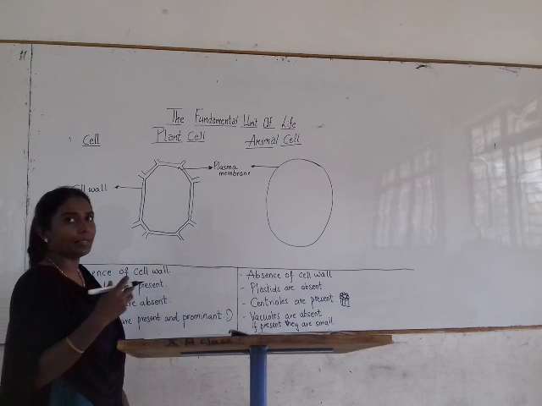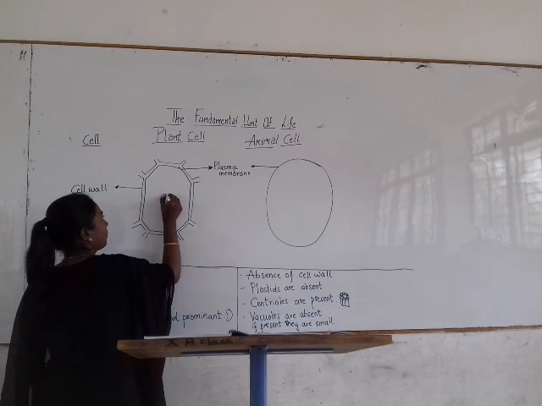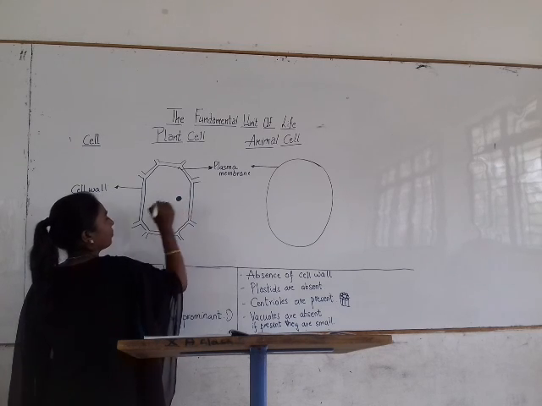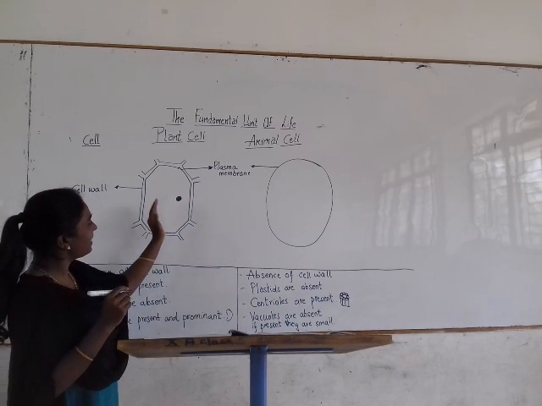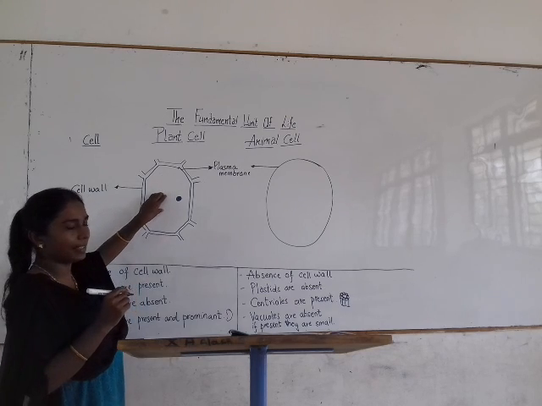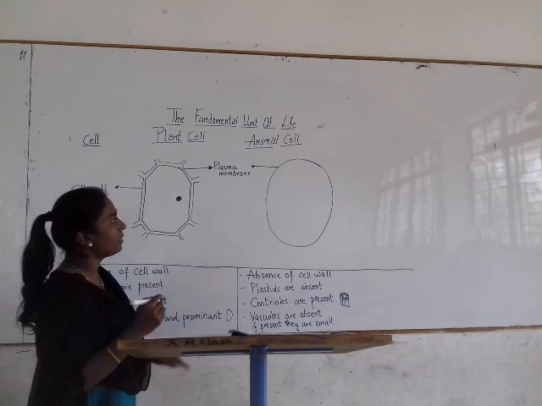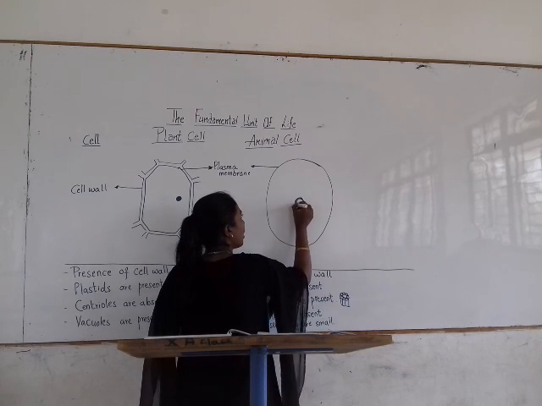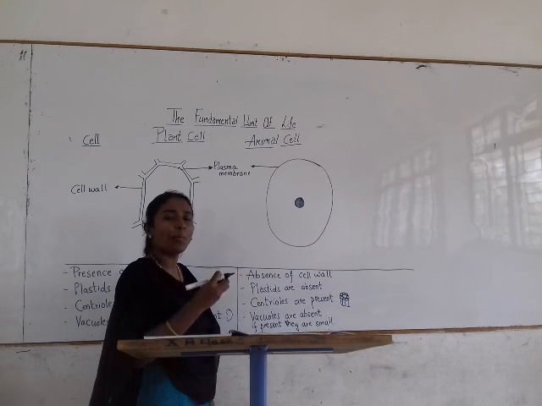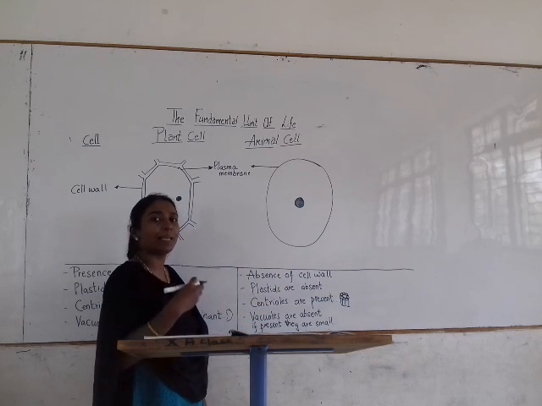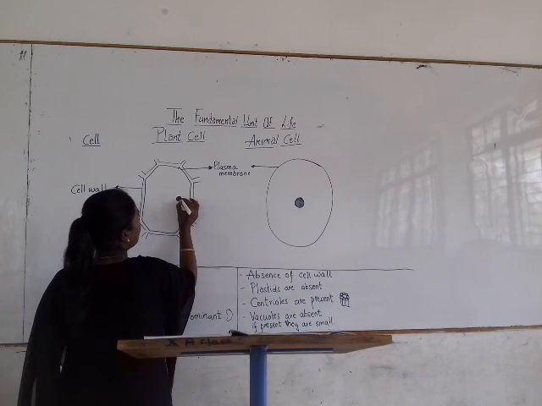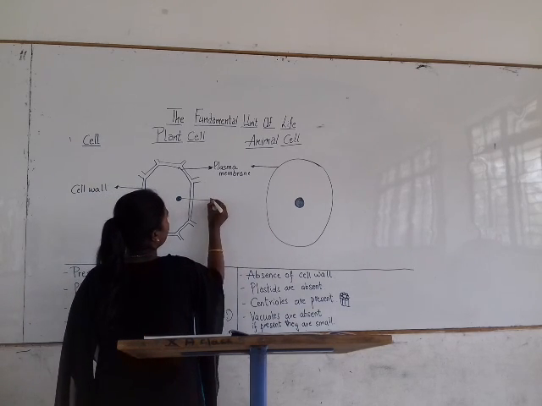This is the nucleus. The nucleus in plant cell is not in the center, okay? It is a bit on the side. Whereas the nucleus in animal cell is large and prominent. Prominent means it can be clearly seen or clearly visible, right? So this is the nucleus.